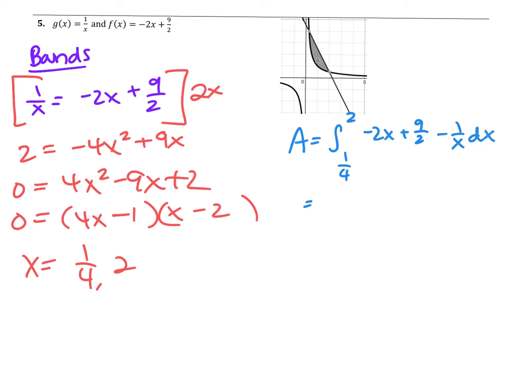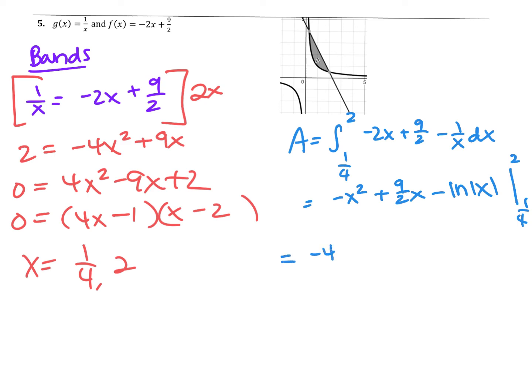I am going to work through this one because it has 1/x in it. I want to make sure we remember how to integrate that. -2x is going to become -x squared, because the 2 divides out, plus 9/2 x minus the integral of 1/x, which is ln of the absolute value of x, and we're evaluating this entire thing from 1/4 to 2.